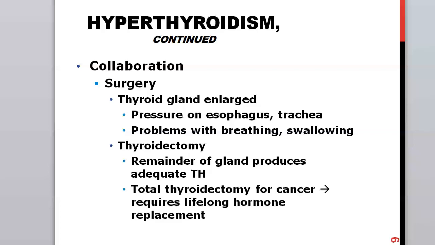Another thing that may be done is surgery, because a lot of our patients who do have hyperthyroidism have enlarged thyroid glands that actually press on the esophagus and the trachea. That's why I said, think about where the thyroid gland is located. It's really situated in close proximity to a lot of very important structures, such as the esophagus, the trachea, the carotids. So this is why our people with hyperthyroidism can have a lot of problems with breathing and swallowing.